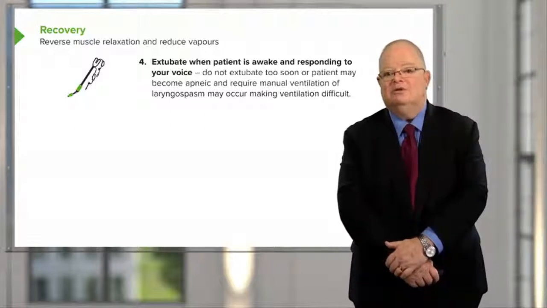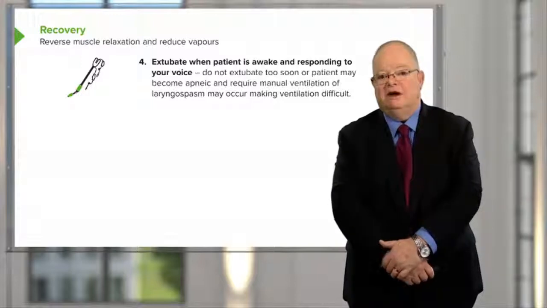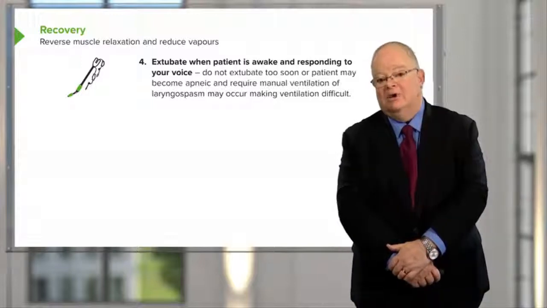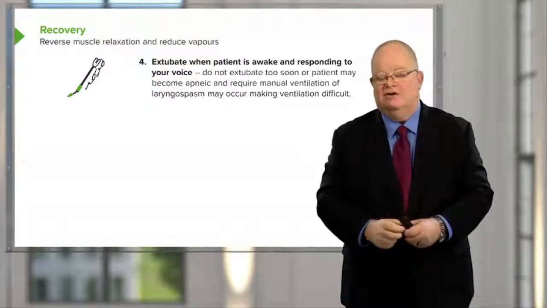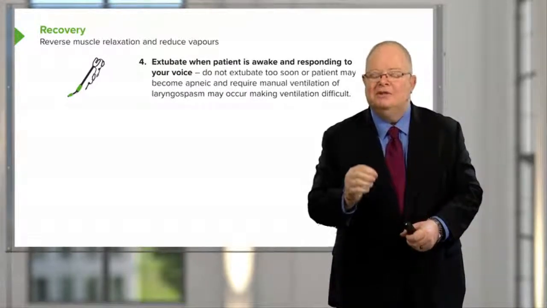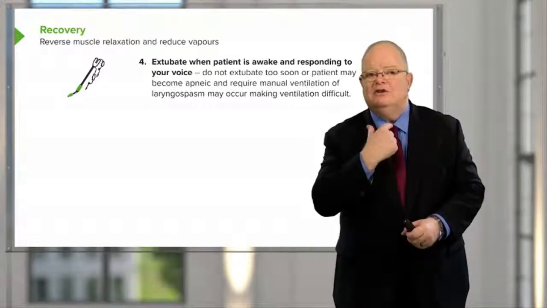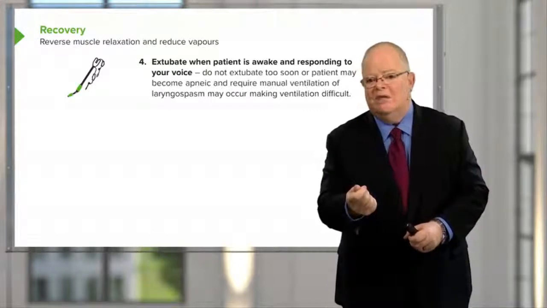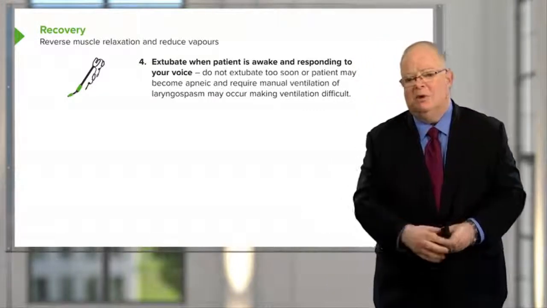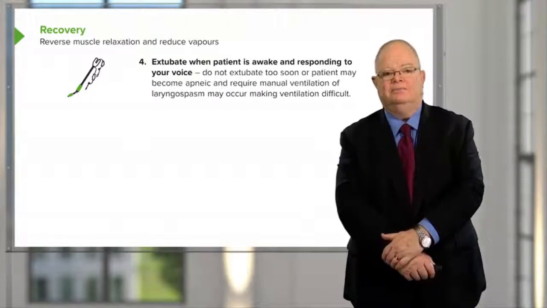But don't extubate too soon. The patient may become apneic and require manual ventilation, and laryngospasm may occur, which is spasm in the muscles in the larynx, which can make ventilation very difficult. Remember that often the only reason the patient's breathing at the end of surgery is because they've got the tube in place and it's irritating them. As soon as you take that tube away, they have no reason to breathe anymore. So you have to make sure they're actually responding before you take away the tube.